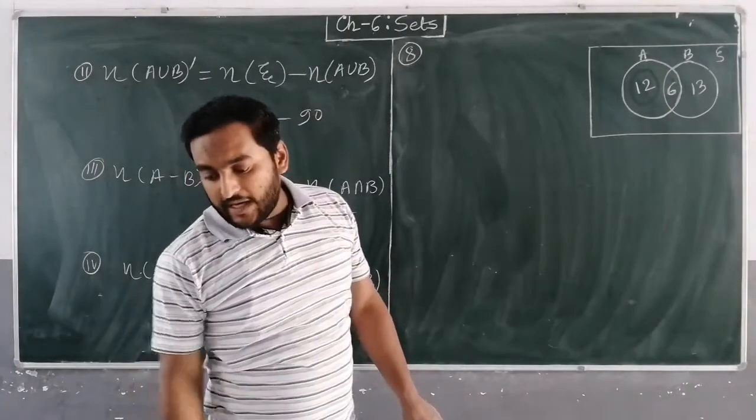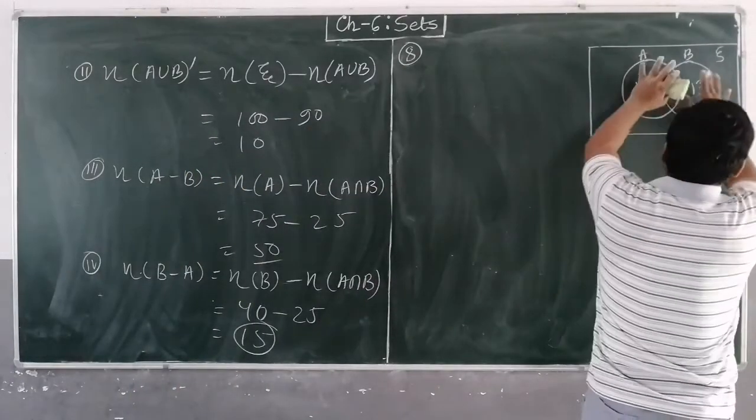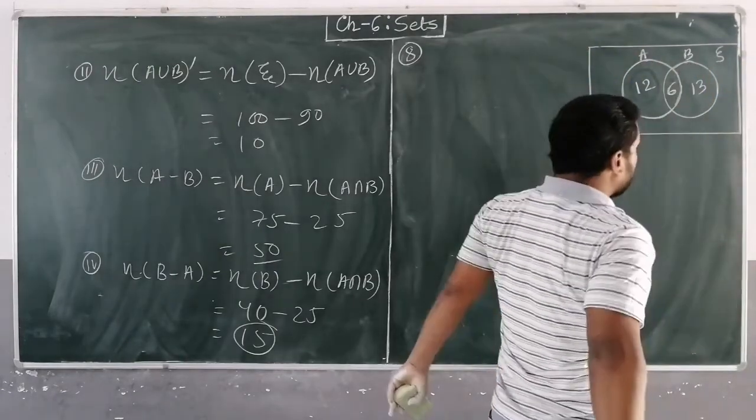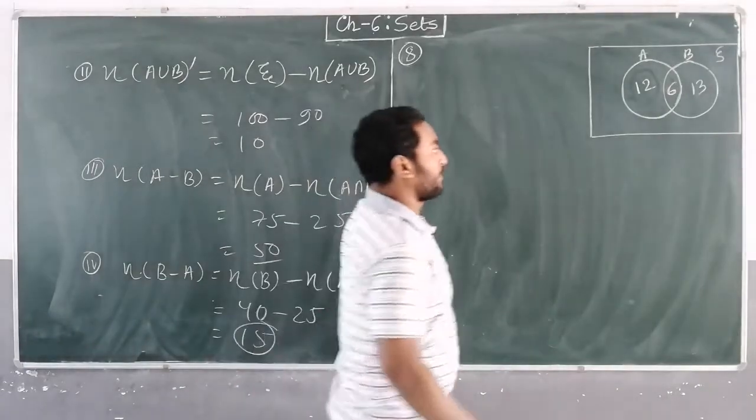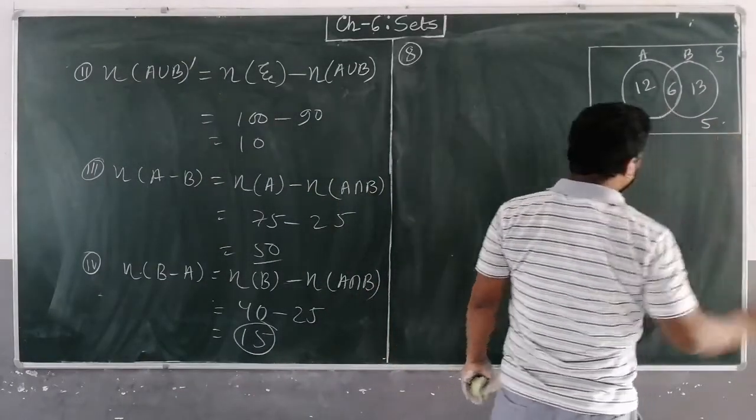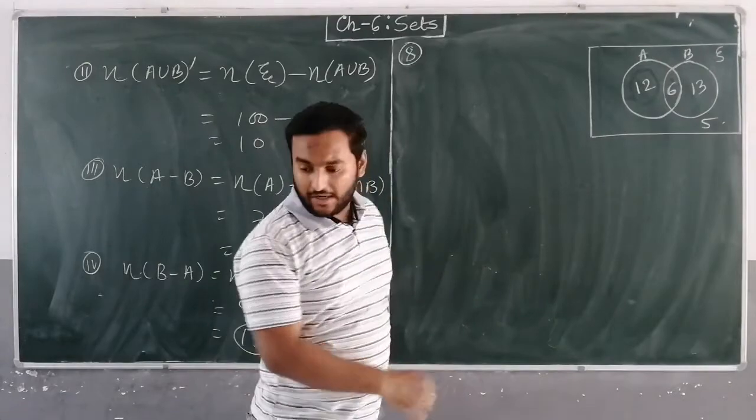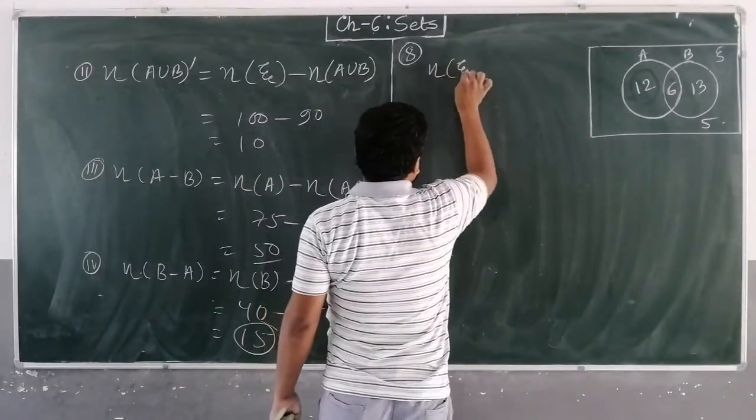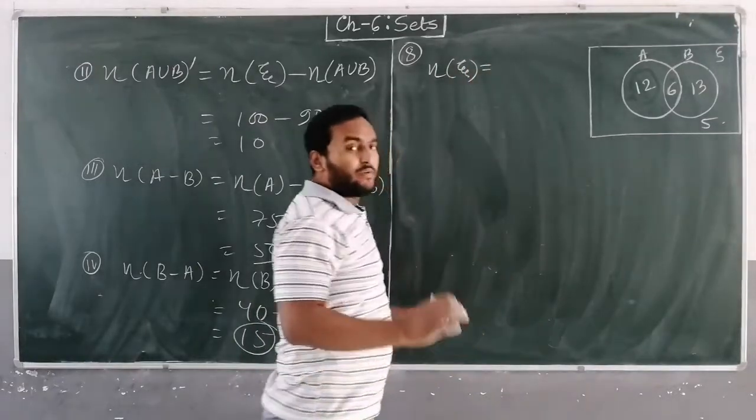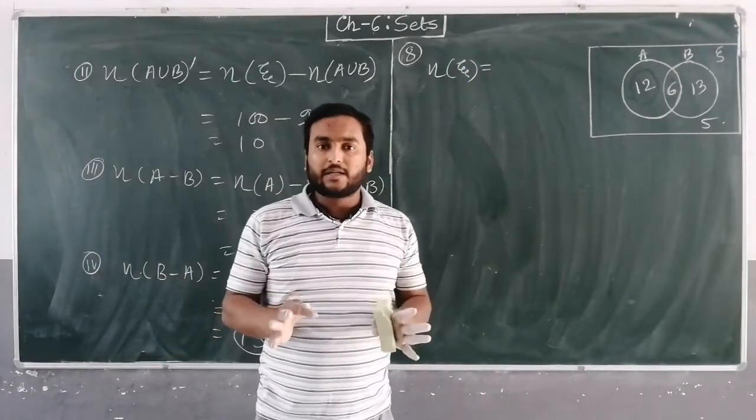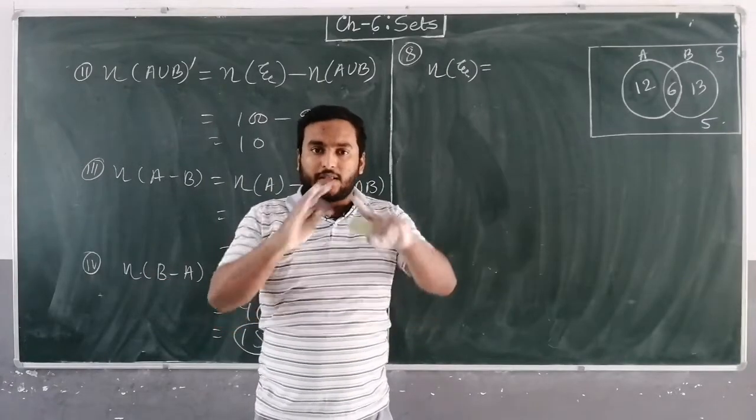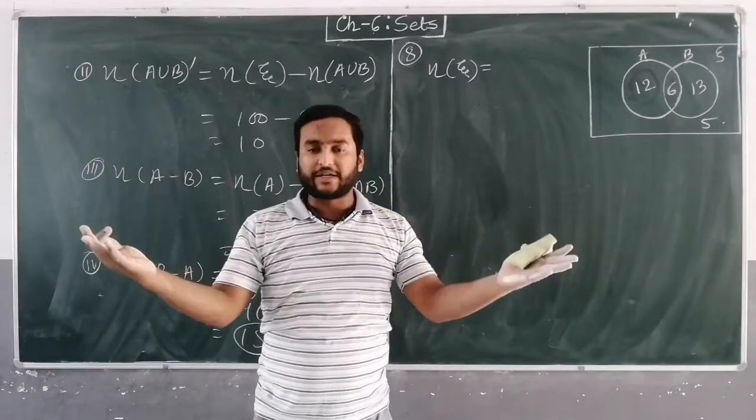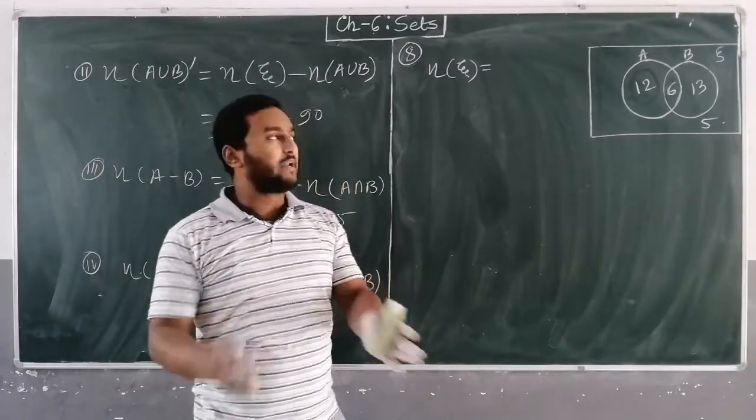Now, n of (A union B) complement. A union B complement means everything except this part. A union B is this part. So outside this area, how many elements are given? 5. They are given 5. Okay. So what do you have to find? You have to find n(xi). n(xi) means the universal set, and the universal set means one set and its complement. If you add the number of elements inside the set and outside the set, all the elements, then you will get xi.